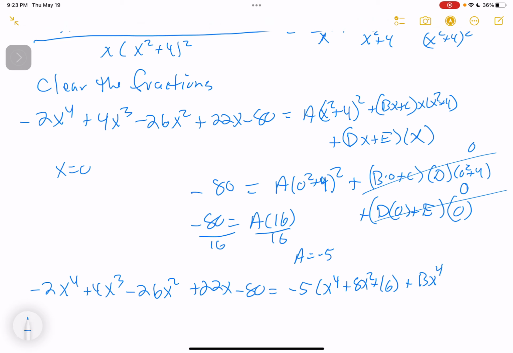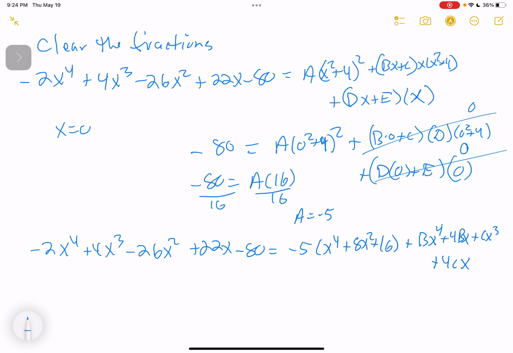So Bx times x squared times 4 is 4Bx. Then C times x squared is Cx cubed. And C times x times 4 is 4Cx. We're not finished though. Then Dx times x is Dx squared. And then E times x is Ex.